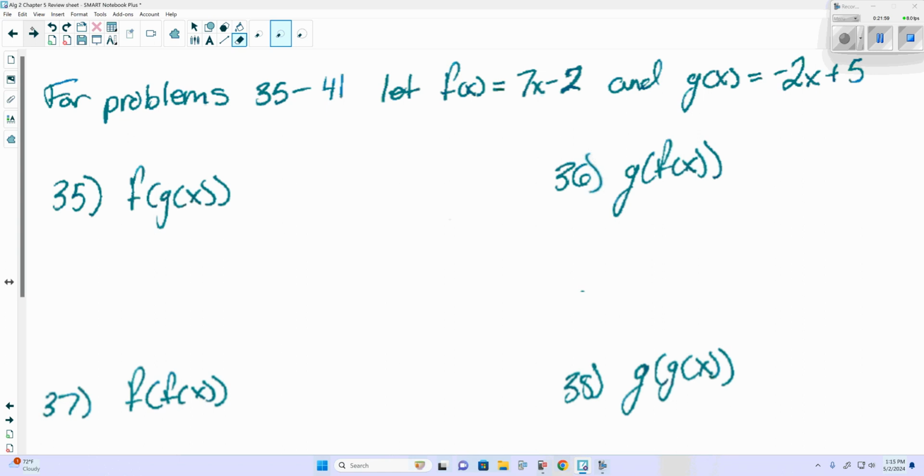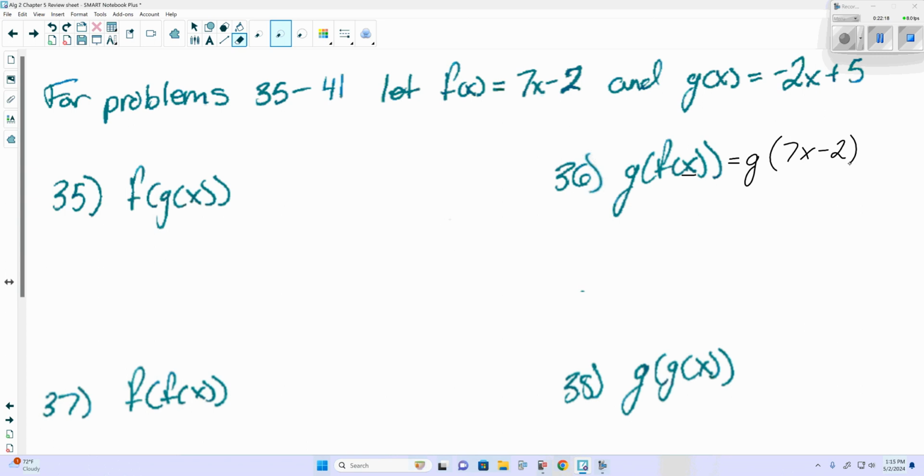36, g of f of x. So the first thing we're going to do is plug x into f of x. If I plug x into f of x, we just get the function back, 7x minus 2. Questions on this so far?